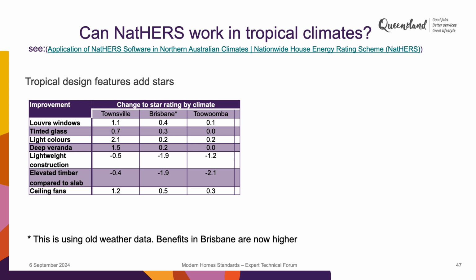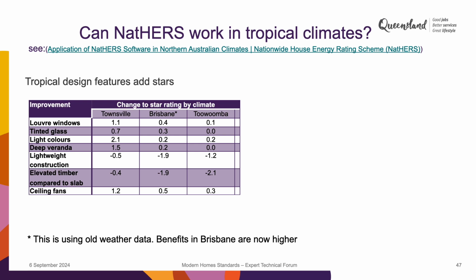Now I want to travel back in time and talk about a project I started in 2014 that was eventually published in 2017, that looked at how the CHENATH engine, the thing that does all the calculations in NatHERS, calculates performance in hot climates. We looked at a range of houses, a couple of standard houses and some archetypal, well-ventilated houses.